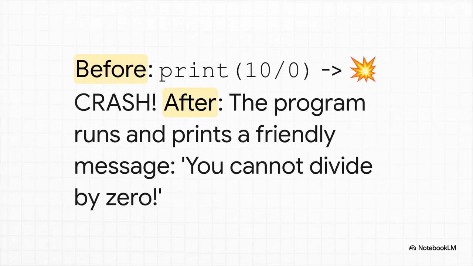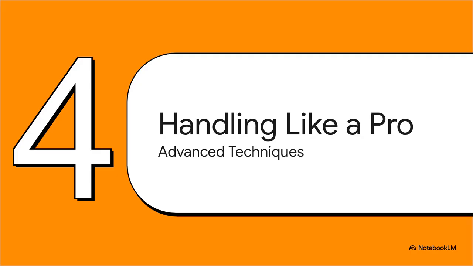And just look at the difference. Before, trying to divide by 0 meant a hard, ugly crash. But afterwards, once we wrap it in a try except block, what happens? The program keeps running. It just prints out a nice, friendly message that we wrote. See? You just took control back from the error. You're in charge now.